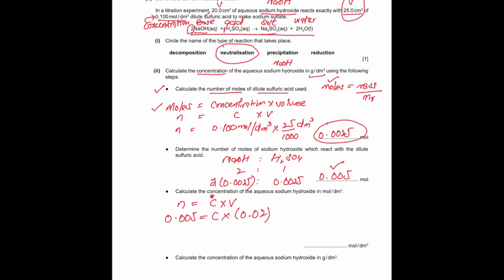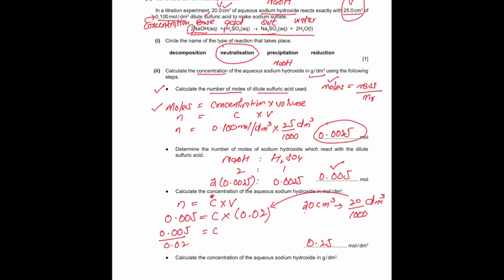So the volume here is 0.02. Why? Look at this: the volume here is 20 centimeter cube. So you have to convert into decimeter cube by dividing by 1000. After dividing, it becomes 0.02 volume. So we have to find the concentration. The concentration is 0.005 divided by 0.02, and it becomes 0.25 moles per decimeter cube.